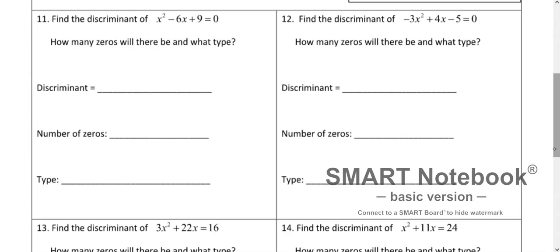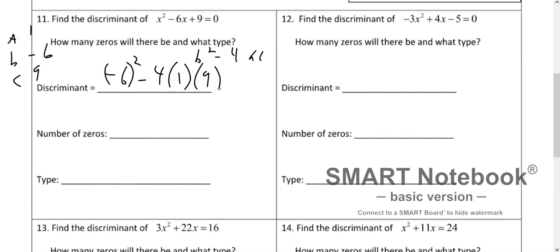Okay, the discriminant. Remember, the discriminant is just the b squared minus 4ac, part of the quadratic formula. So a is 1, b is negative 6, and c is 9. So negative 6 squared, remember, parentheses, so it's always positive, minus 4 times 1 times 9. All right? So that's going to give me 36 minus 36, which means my discriminant is 0. That means I am going to have 1 zero, and it's going to be real. Technically real rational, but real is good enough.